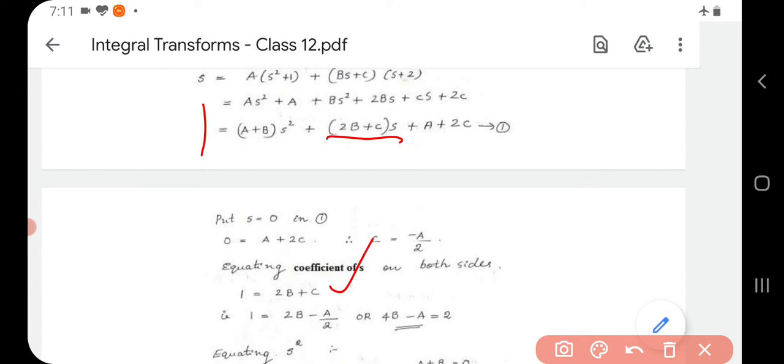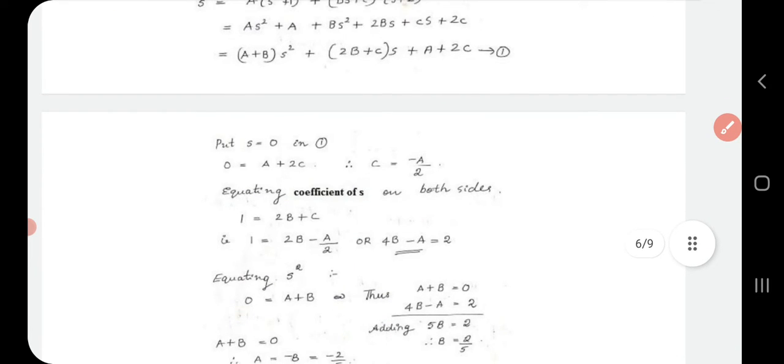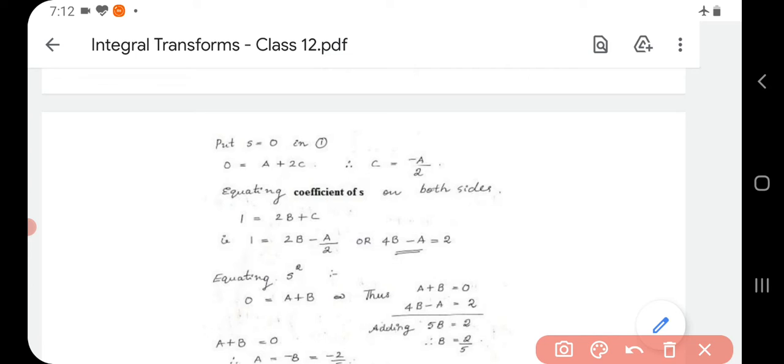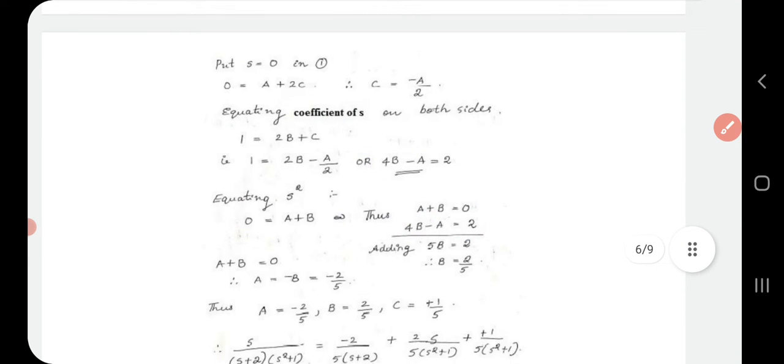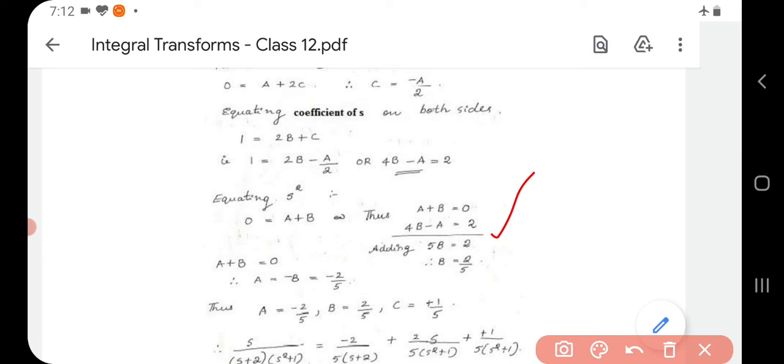Okay, that is 1 is equal to 2b plus c. C's value you have already obtained, that is substituted here, and the answer is 4b minus a equal to 2. Keep it as such. Then equate the coefficient of s square, a plus b equal to 0, right? So you have a plus b equal to 0. This also you write here, and then as you have studied in your lower classes, do the simplification. Finally you will get 5b as 2 and b will be 2 by 5. So you got the value of b as 2 by 5.